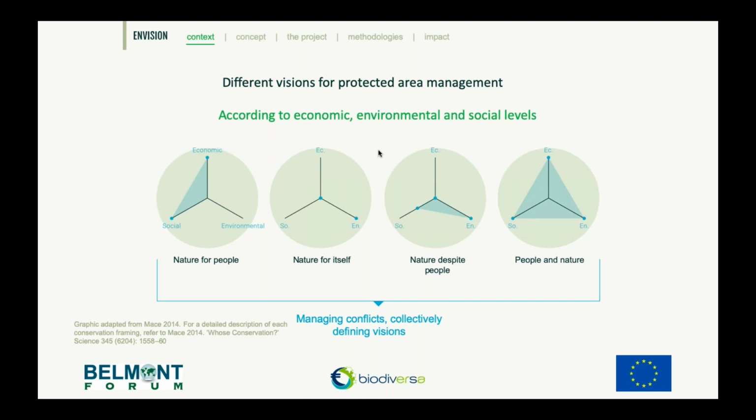With each of these different visions for protected areas, we recognise that there is potential for conflicts, but there's also potential for collectively defining visions, which has been largely unexplored academically in the context of protected area management.